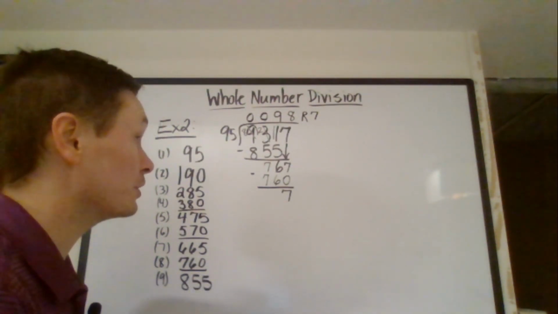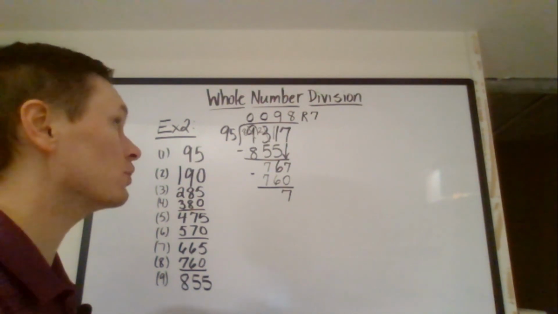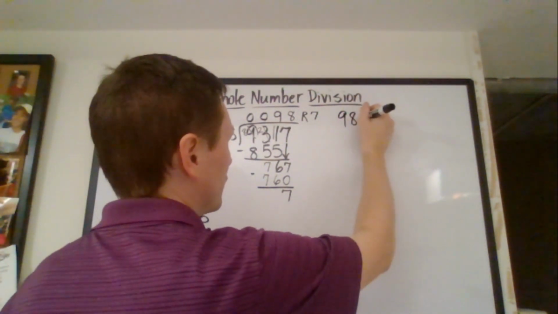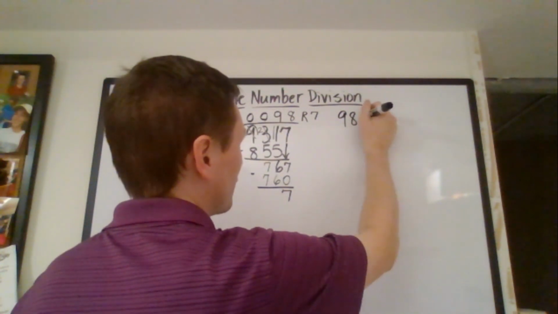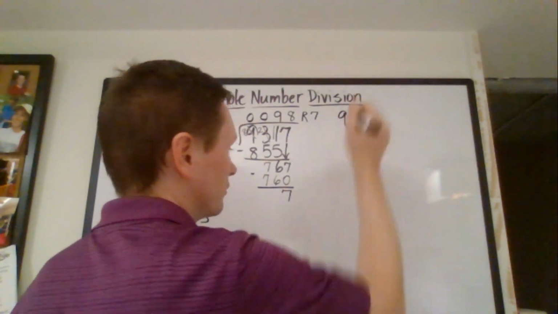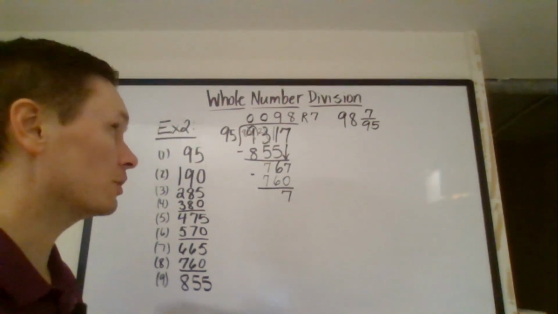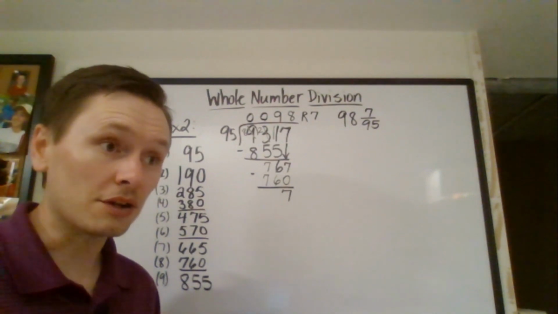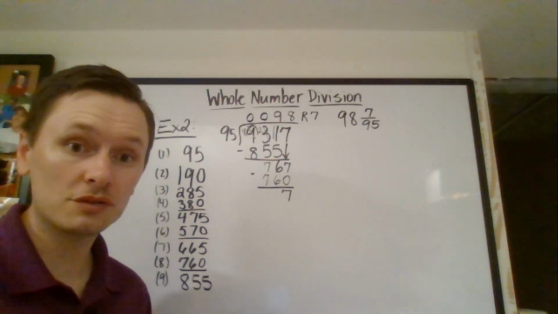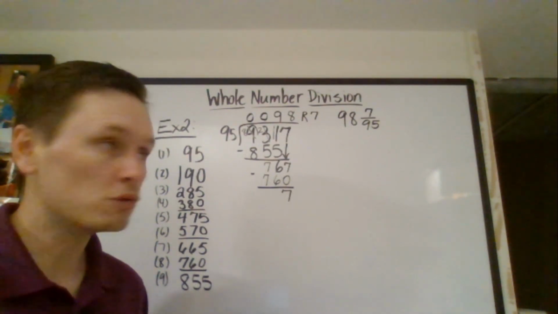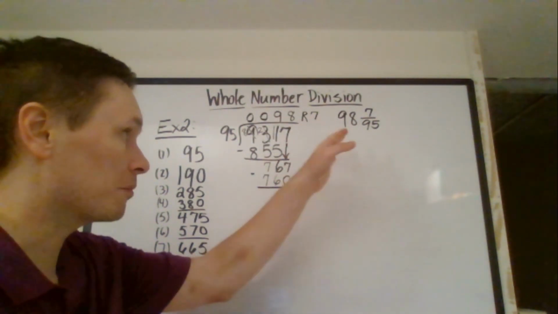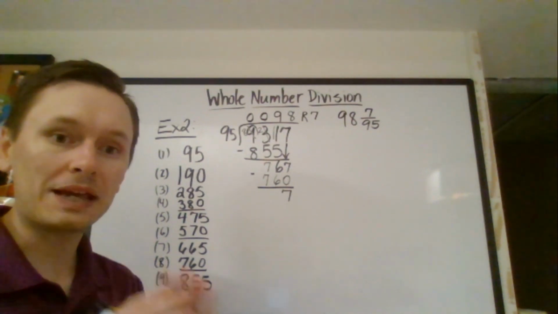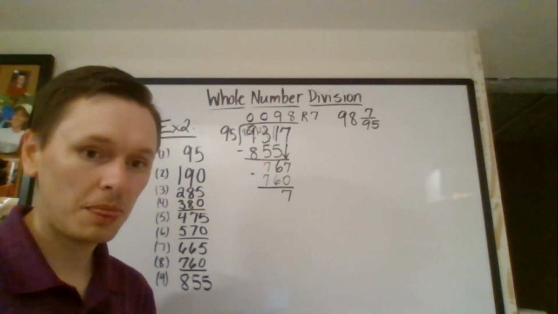Now, since we know fractions and everything, we can also write this as 98, and then the fraction will be 7 over 95. So you can always write your remainder as a fraction. Later in subsequent videos, when we divide decimals, you will have to get a decimal versus a remainder for this answer, but that's for another video on another day. So when we come to that, we'll worry about it then.